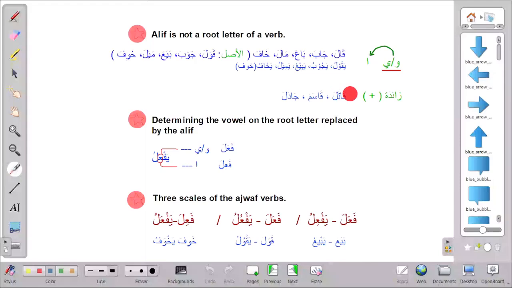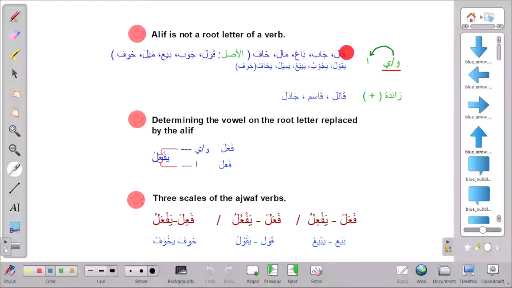So the qaf here corresponds to the fa. If you put it on the scale of fa'ala, the qaf here corresponds to the fa. Then the ta corresponds to the ayn. Then the lam corresponds to the lam. If you compare it to fa'ala, you see the alif there, or the 3 root letters, they are matched. So the alif is now a zaida. I hope that is clear.